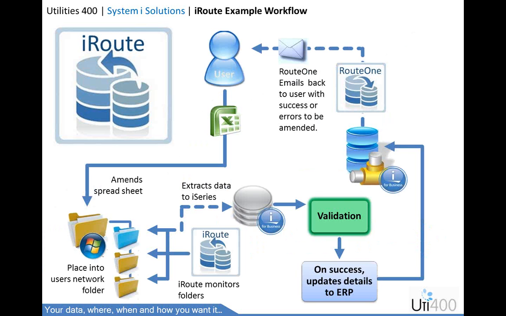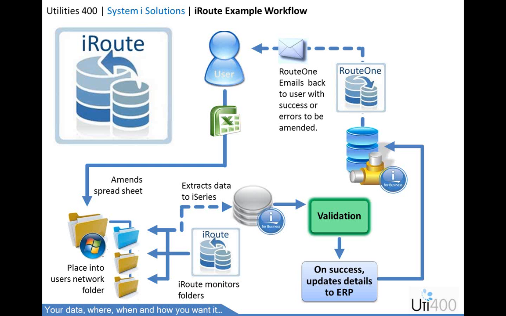In the workflow example you see here, we have a salesman in the field who's been taking orders. He's up the top there as the blue user. He takes orders from multiple customers and enters them onto his spreadsheet. At the end of the day, he goes home, logs onto the company VPN, and uploads his daily sales to his own unique folder on a network drive. iRoute is configured to continuously monitor this folder, and on completion of the upload, iRoute picks up the spreadsheet and extracts the data to the iSeries.